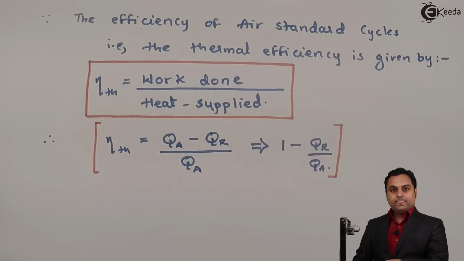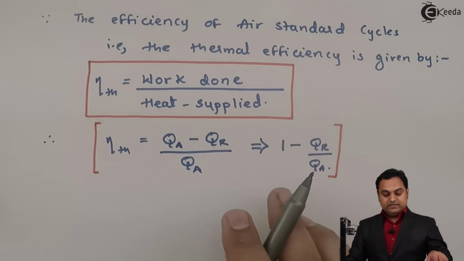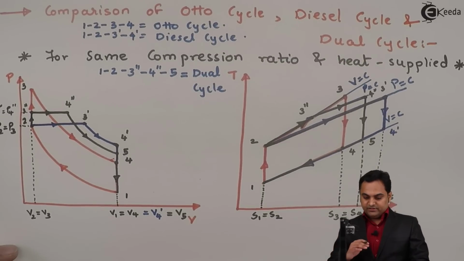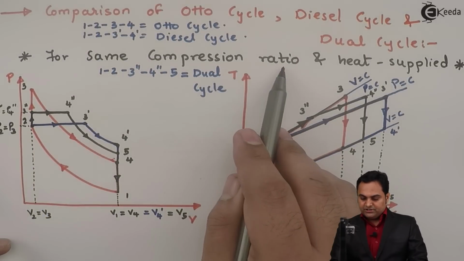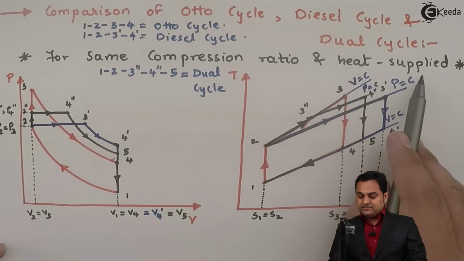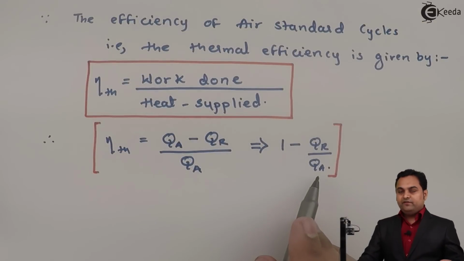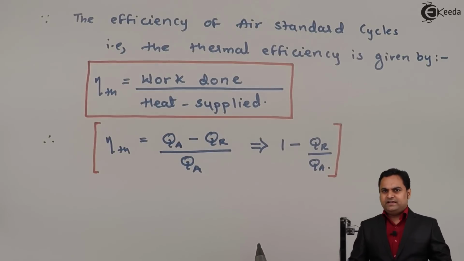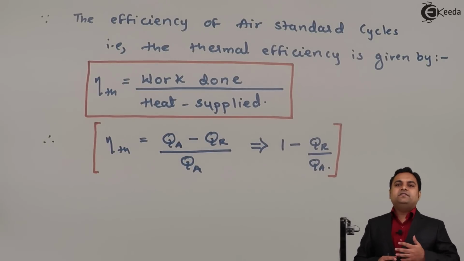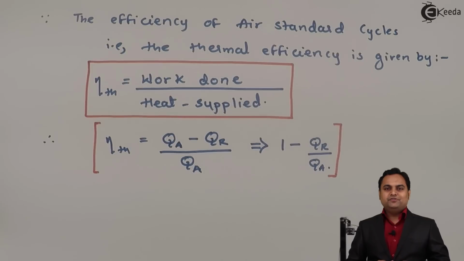So here from this we can say that, as here I have assumed the parameters in such a way that the compression ratio is same and even the heat supplied is same, so QA value will remain same for all the cycles. It means QA, that is the amount of heat supplied, can be treated as a constant value.